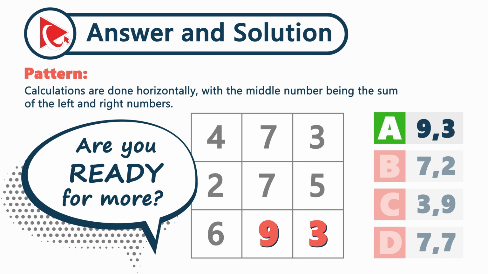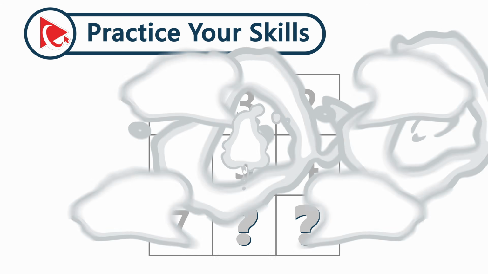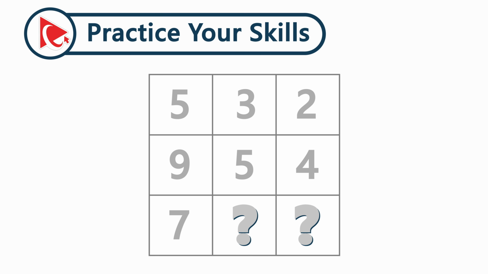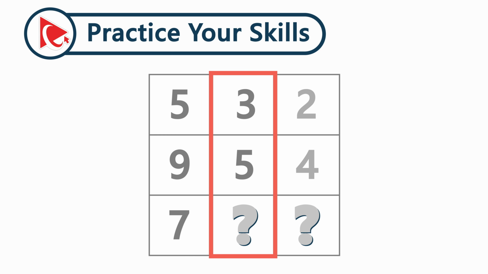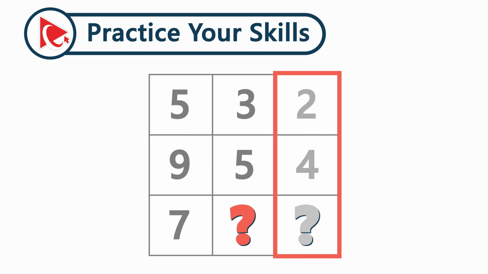Are you ready for more? Here's the question for you to answer. You're presented with a 3 by 3 matrix, which has 3 columns and 2 missing numbers. The numbers in the first column are 5, 9, and 7. Numbers in the second column are 3, 5, and then comes the first missing number. And then the third column has numbers 2, 4, and then comes the second missing number.